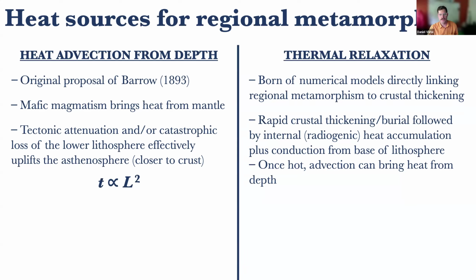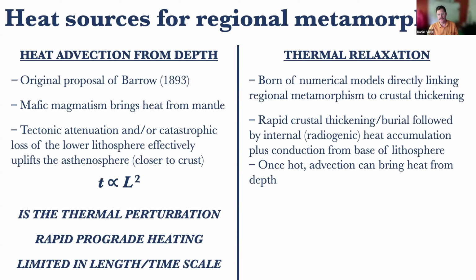Now, there are a couple of features of these two models which allow them to be distinguished in terms of what may be operative. So in the case of the heat advection from depth model, the thermal event is the perturbation. It is the tectonic perturbation. So when the tectonic effect occurs, that's when heating occurs. And it's associated with rapid prograde heating relative to the thermal relaxation model. And it should be relatively limited in length and time scale because the system is attenuated and the heat sources are brought closer to the region.